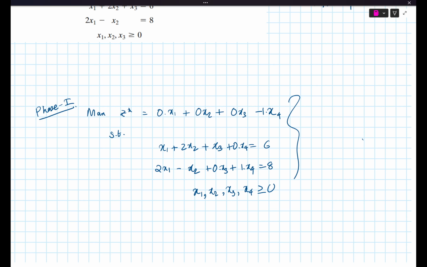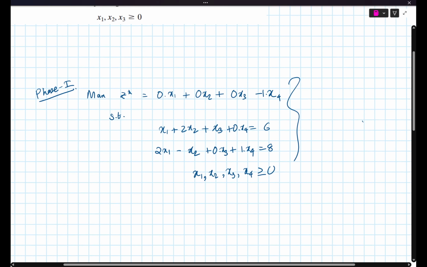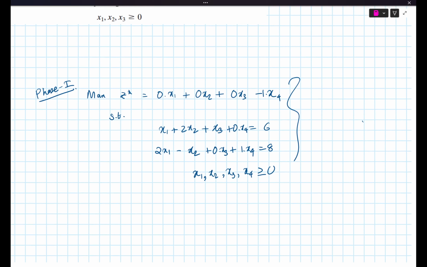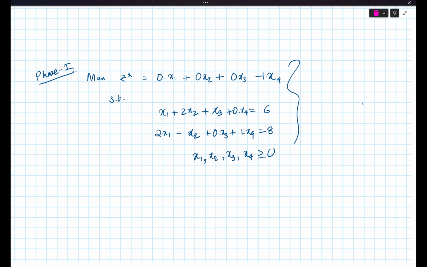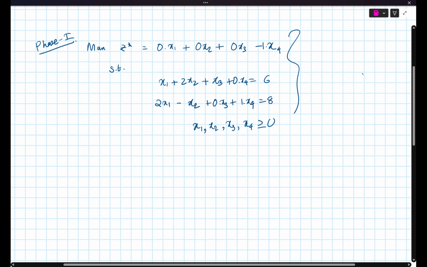Sorry, if I need to get an objective value more than 0, then I'll have to choose x4 as a negative value, but my positivity constraints prevent me from doing that. So yeah, what were we doing? I need to do the simplex on this. Basically, if I do the simplex, I'll iterate through my corner points, right? So let's do the simplex on this.